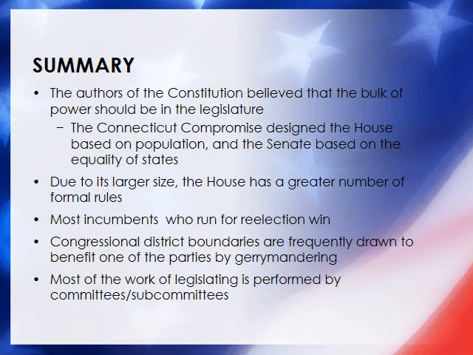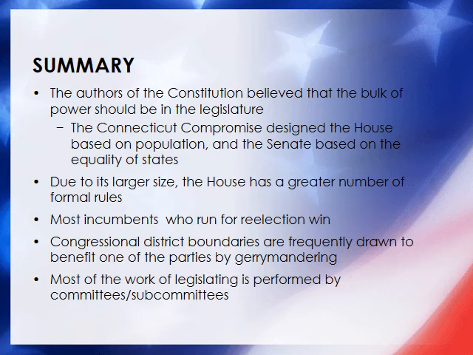To summarize, the authors of the Constitution believed that the bulk of power, and particularly lawmaking power, should be in the legislature. Our current structure in the United States Congress comes from the Connecticut Compromise, which designed the House to be based on population and the Senate to be based on equality of the states. So each state has 2 senators regardless of size. As I mentioned earlier, due to the larger size, the House has a greater number of formal rules. That gives individual members of the House less power relative to the Senate.